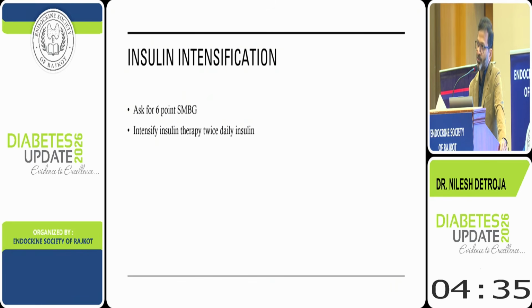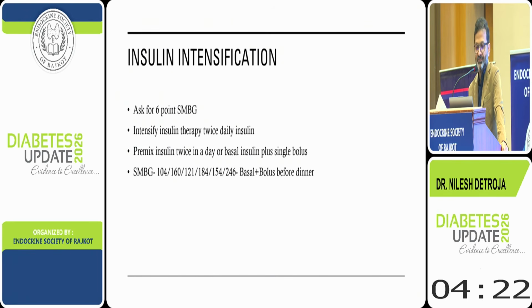There are several options for that. You can change over to twice-daily premix insulin in this kind of patient, or you can give basal plus a single bolus at the time when post-meal sugar is high. So let's see one example. After 6-point SMBG: fasting, post-breakfast, pre-lunch, post-lunch, pre-dinner 154, and post-dinner 246. So what should be the treatment here?